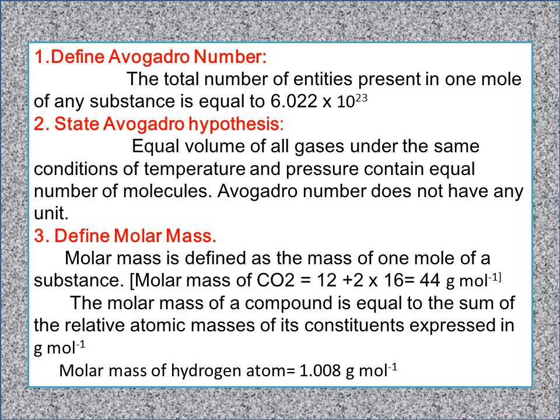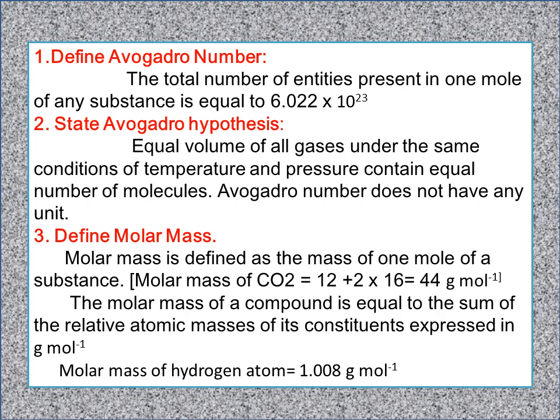Now we are going to define Avogadro number. The total number of entities present in 1 mole of any substance, which is equal to 6.022 × 10^23, is called Avogadro number. The number 6.022 × 10^23 is called Avogadro number. It is nothing but the number of entities present in 1 mole of any substance.